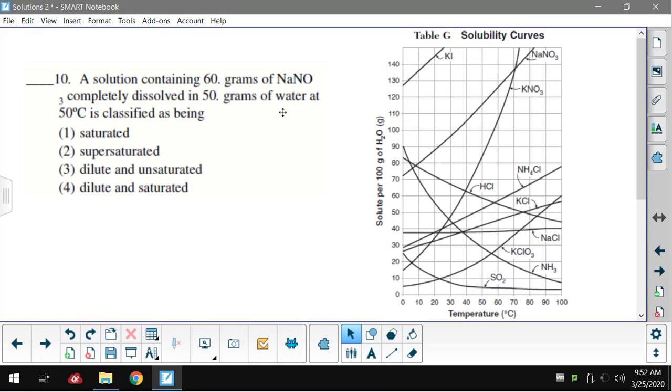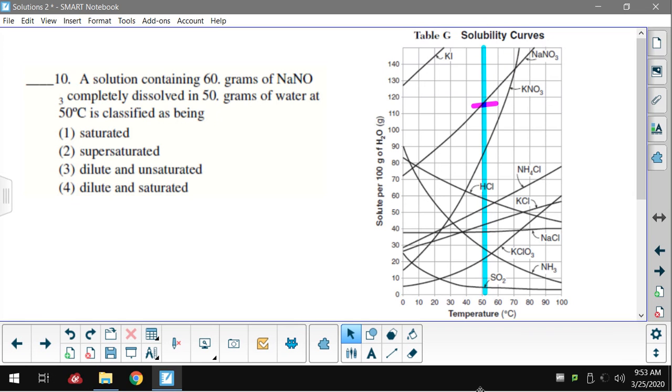So first thing you have to do is say, all right, where's 50 degrees? So 50 degrees is the first thing I need to find. So highlight. There's 50 degrees. And we're talking about NaNO3. So find NaNO3 and highlight that on the paper. NaNO3 is right here. So right there, it's going to cross right about there. So we can get exactly where it goes up. We're looking at about 115.